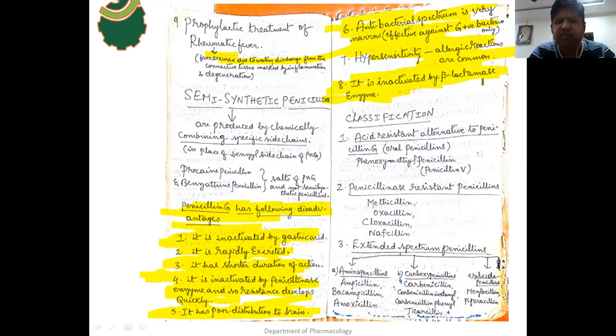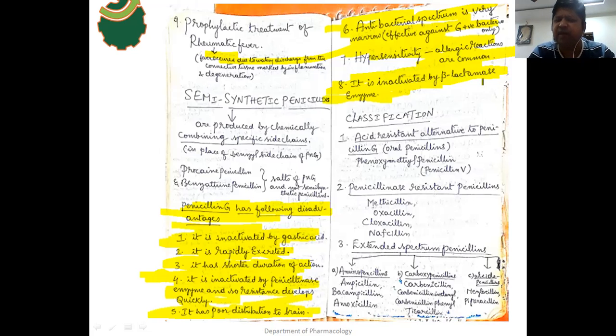So penicillin G has the following disadvantages. Let me once again do a revision. It is inactivated by gastric acid. It is rapidly excreted and has a short duration of action. It is inactivated by the penicillinase enzyme, so most bacteria which synthesize penicillinase gain quick resistance to penicillin, and its distribution to the brain is poor. Its antibacterial spectrum is very narrow. It is effective only on gram positive organisms and a few gram negative organisms like Neisseria meningitidis and Neisseria gonorrhoeae or some Clostridium species.